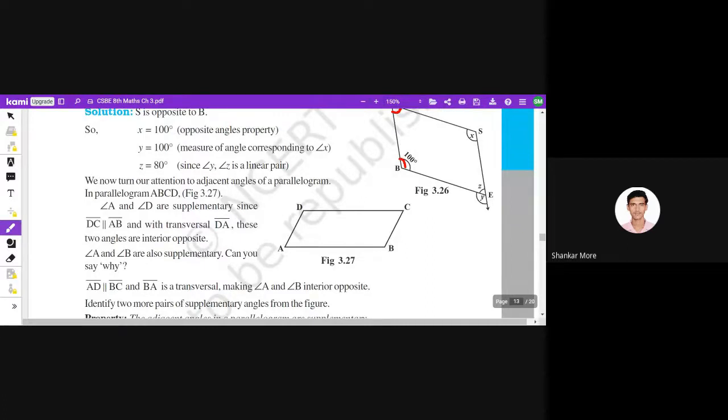Now we turn our attention to adjacent angles of the parallelogram. तो अभी हमने opposite angles सीख लिए. Now let's learn about adjacent angles.